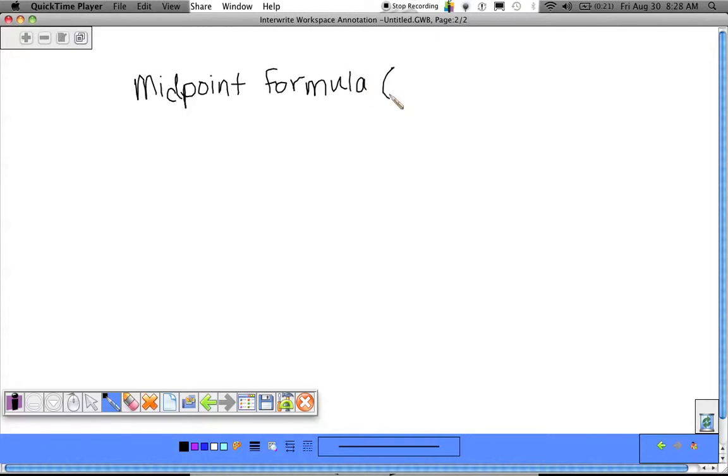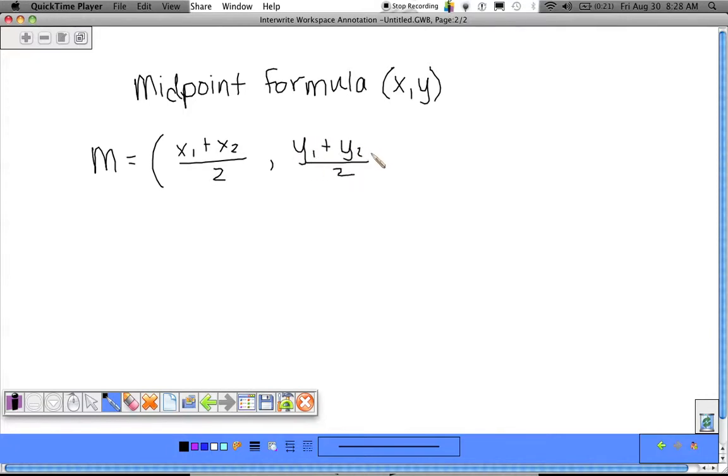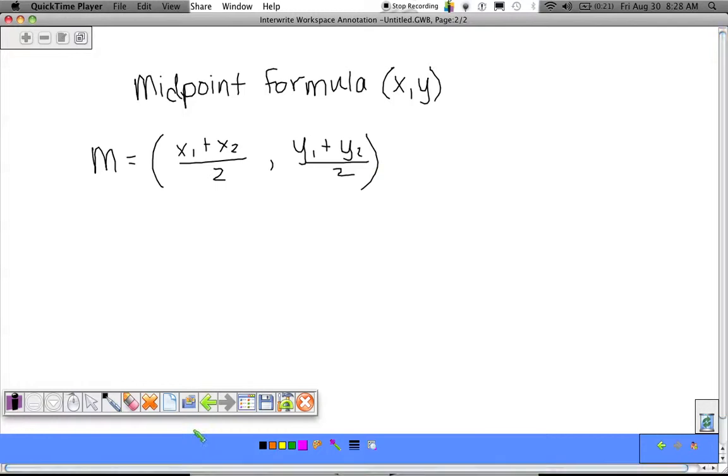The midpoint is looking at a point, so our answer is going to be in an XY format because it's a coordinate point. So our formula for the midpoint is the average of the x's, so x1 plus x2 divided by 2, comma, y1 plus y2 divided by 2. So if you want to look at this and try to think of this as a coordinate point, this would be your x and this would be your y.